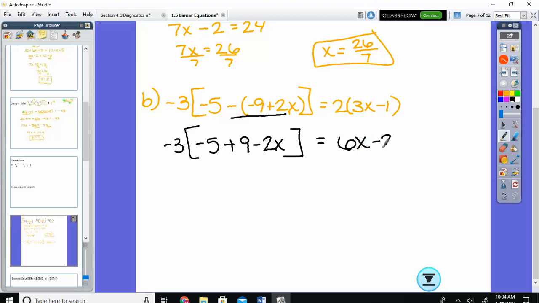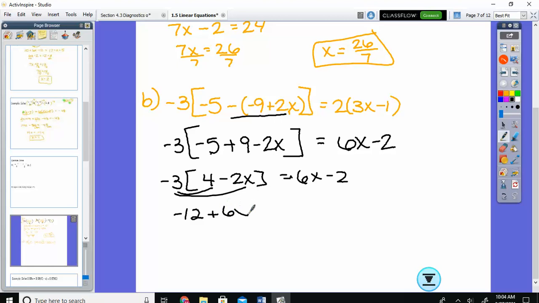Over here we get 6x minus 2. So I can combine like terms. Negative 5 plus 9 is 4 minus 2x. So then if we distribute, we get a negative 12 plus 6x equals 6x minus 2.